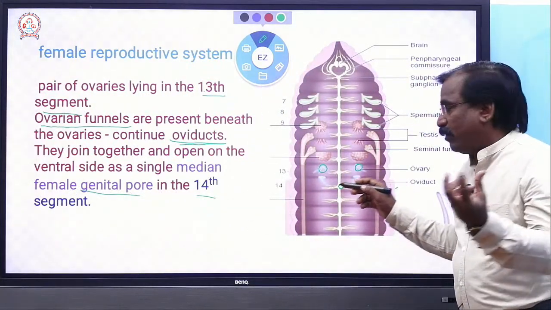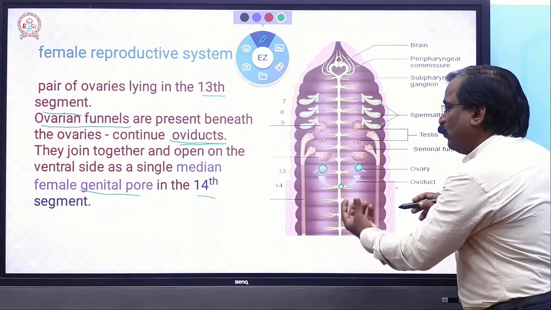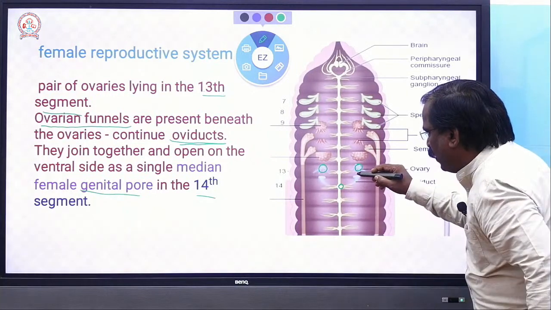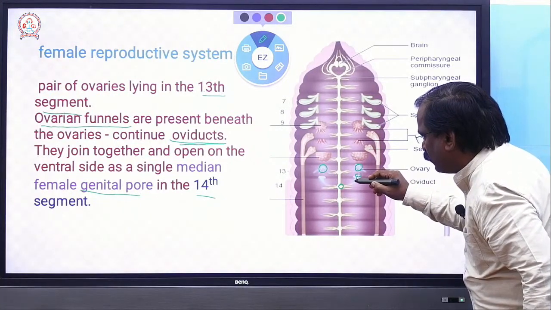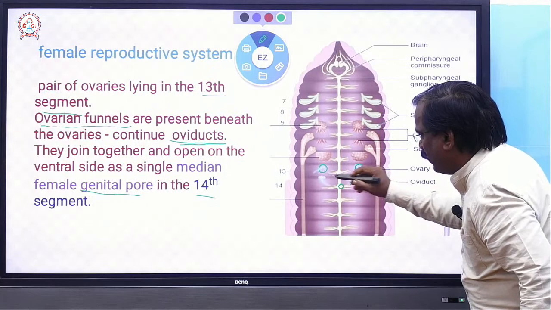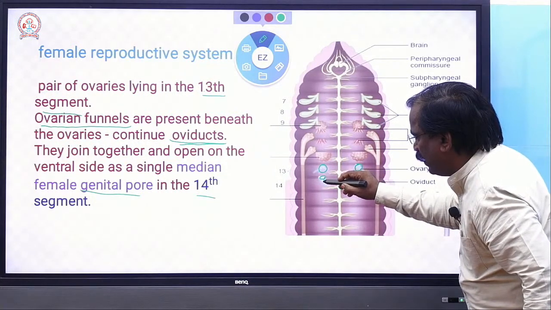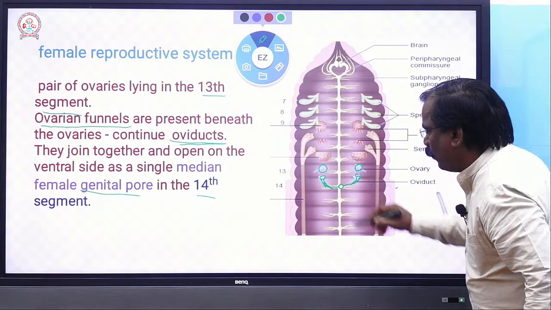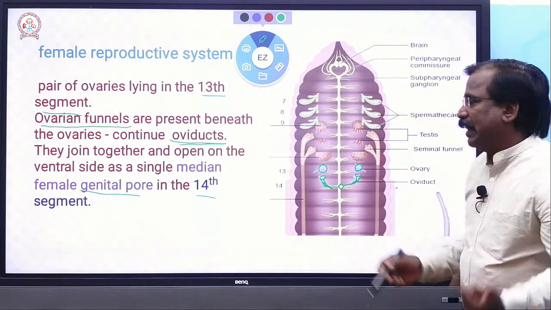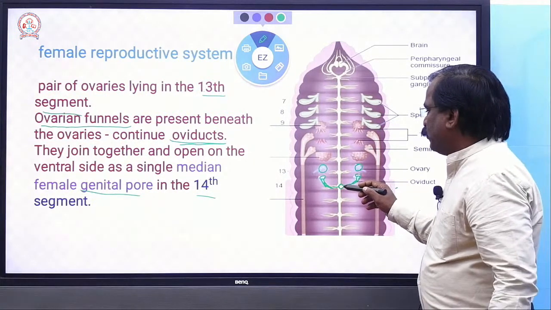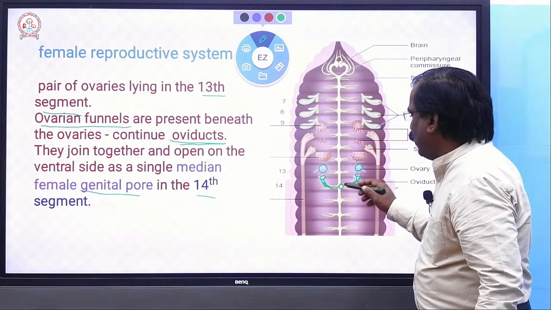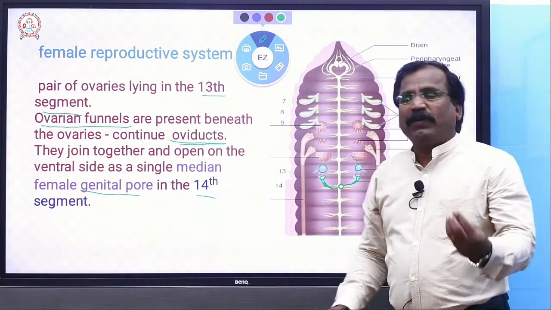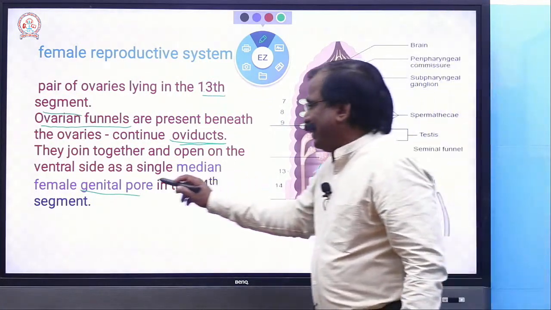13th segment, a pair of ovaries. Beneath the ovaries, what is that? The ovarian funnel, which continues as the oviduct. The two oviducts fuse, join and form a common, single duct and open to the exterior, in the middle of the 14th segment. That opening is called the female genital pore.